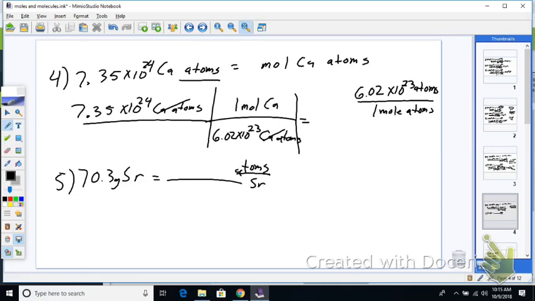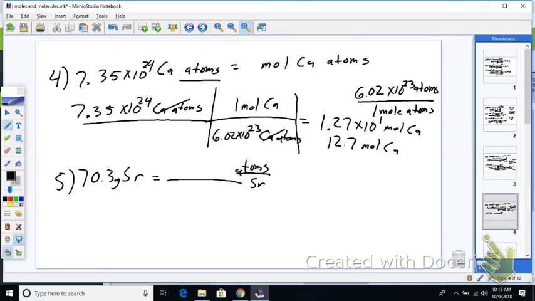So we take 7.35 divided by 6.02, okay? And when we do that, we get an answer of 1.27. But that's not my final answer because I've got scientific notation that I've got to deal with. So would you subtract or add these two? Subtract. So 24 minus 23 is 1. So it'd be 1.27 times 10 to the first, or 12.7 moles. So either one is fine. Questions on that?